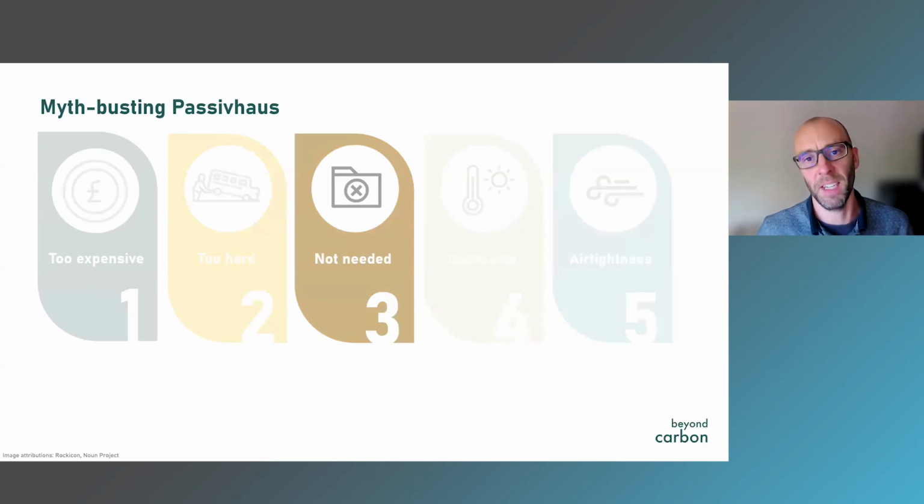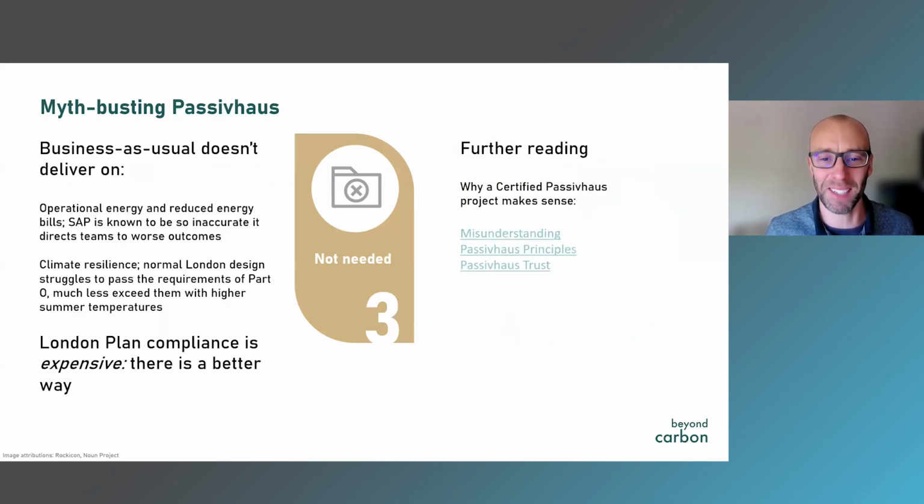Number 3, not needed. Well, I gather we're all in the room to discover why it is needed, but I thought I'd just cover this anyway. Why is passive house needed? Why can't we just do better using a business as usual or improved business as usual approach? There's a long story here, which you can see in the links there, which will be shared afterwards, among other places. The short answer is we're not delivering on operational energy, and that means our residents' bills are higher than they should have been, and we are not correctly delivering high performance buildings.